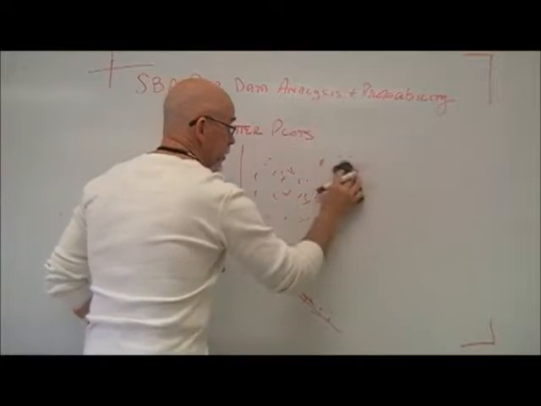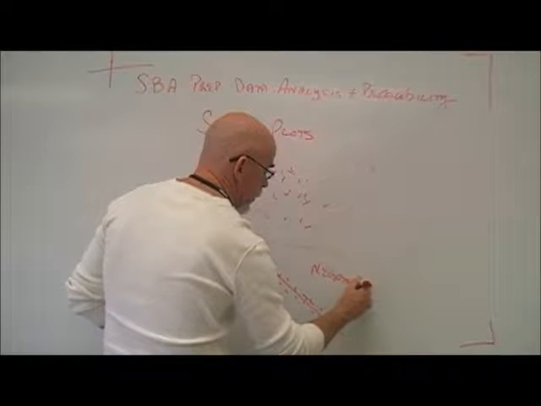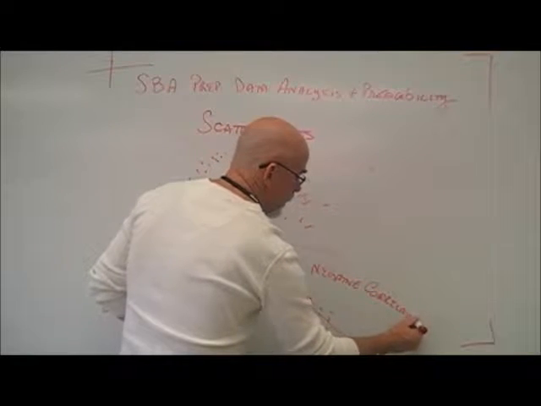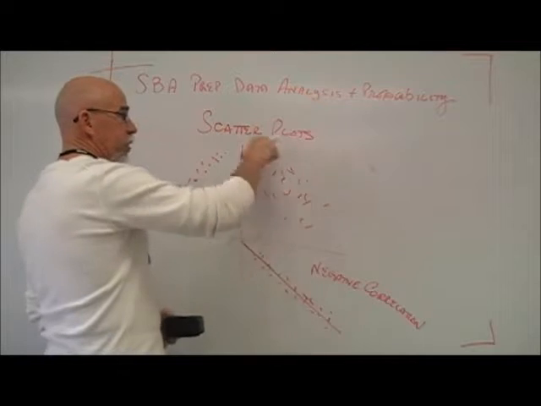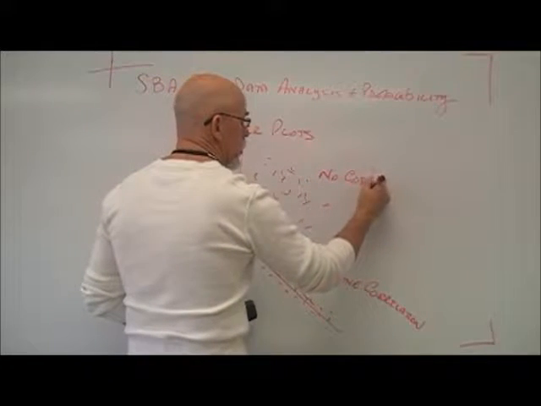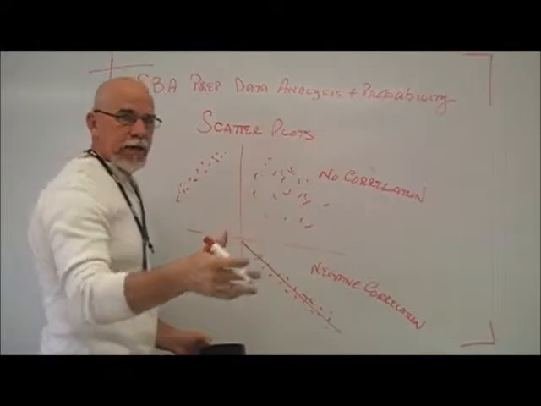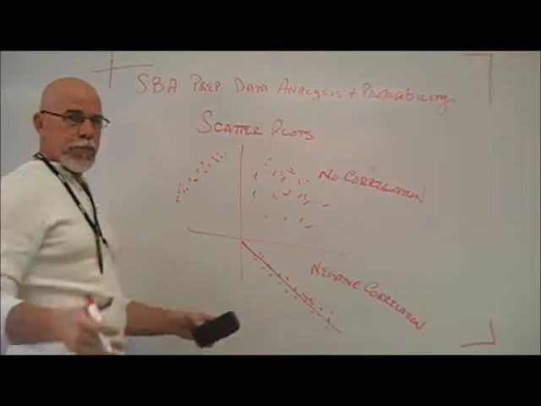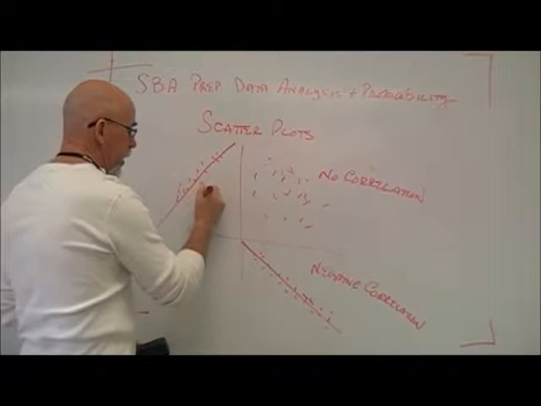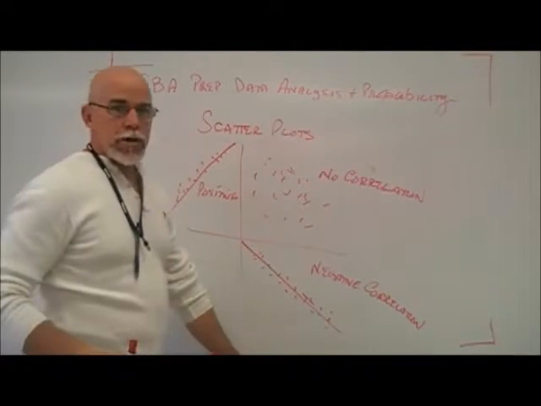Sorry, let me write it down there. Negative correlation. This bunch of scatter plots, dots of data, has no correlation because they're not really lining up or taking any kind of trend, path, or pattern. If you put a best fit line through that, this would be a positive correlation. So be familiar with that.